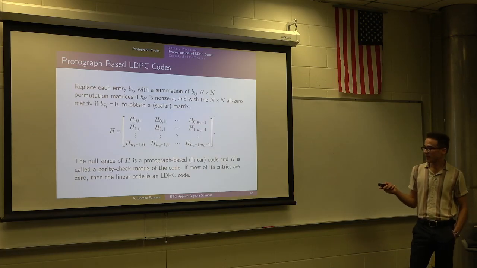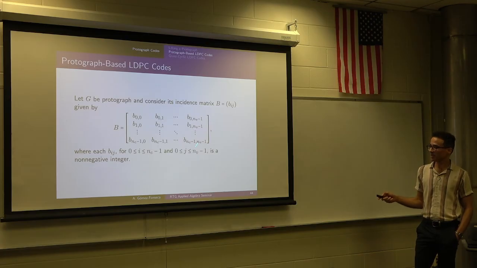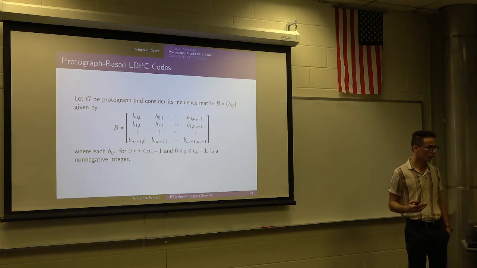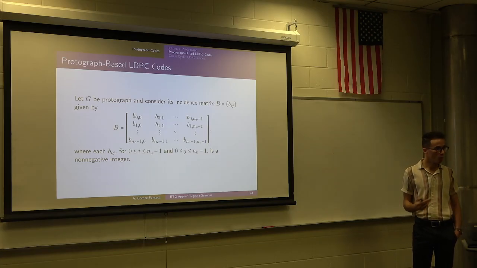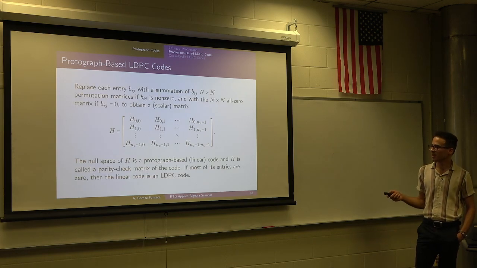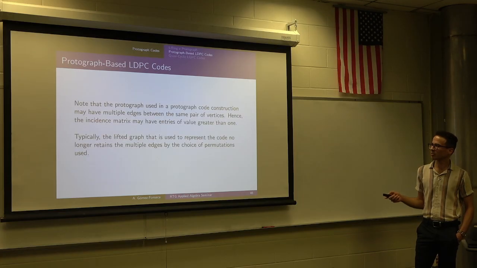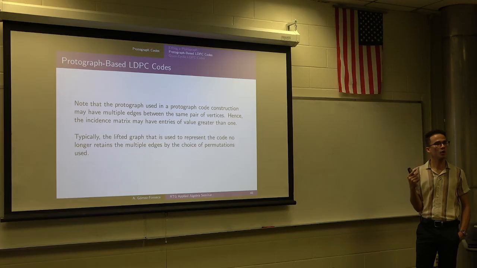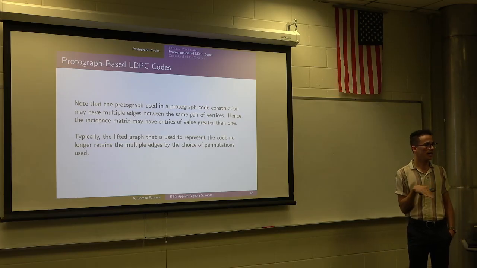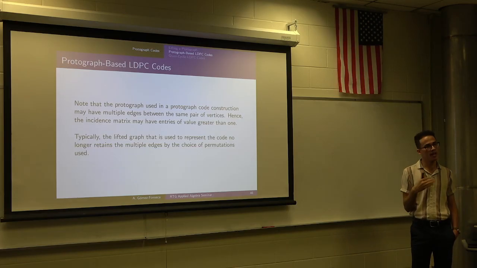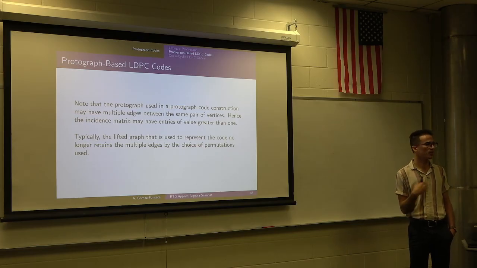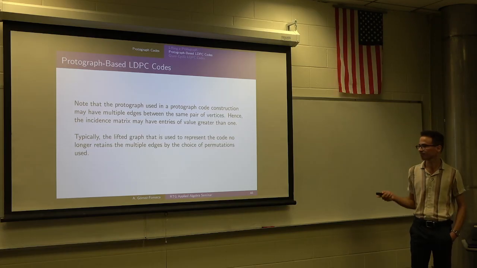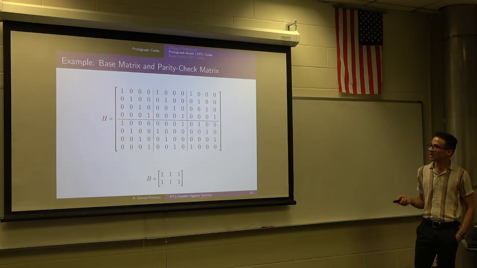Something that you can think about is that maybe this incidence matrix of the graph has entries that are larger than 1, so that represents multiple edges in the protograph. But what we usually do when talking about protograph-based codes is choose those permutations carefully such that in the graph cover, I no longer retain any multiple edges. Because again, multiple edges represent short cycles, and short cycles are bad. Okay?